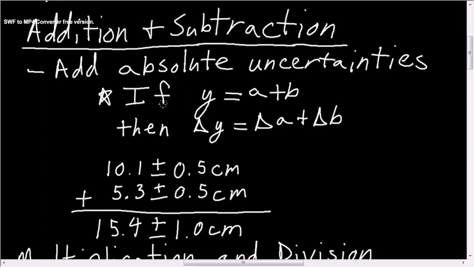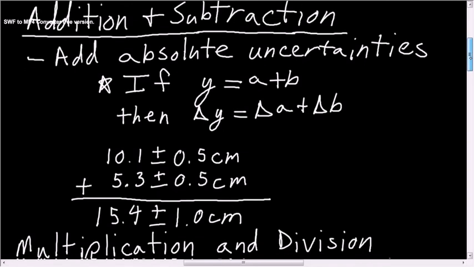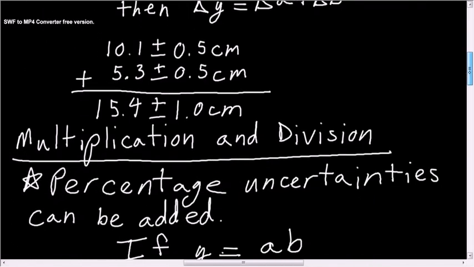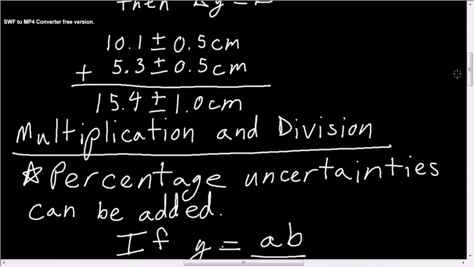So if you look in your data book, it'll look like this. If your answer is y and you add number a plus number b, the delta, these triangles here, represent uncertainty. The uncertainty found in a plus the uncertainty in b equals the uncertainty in y. So that's what the triangles mean in this case. They'll mean different things throughout the semester, so I'll tell you what they mean when they mean it.